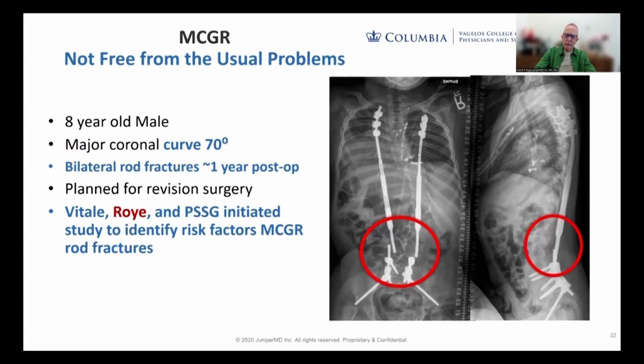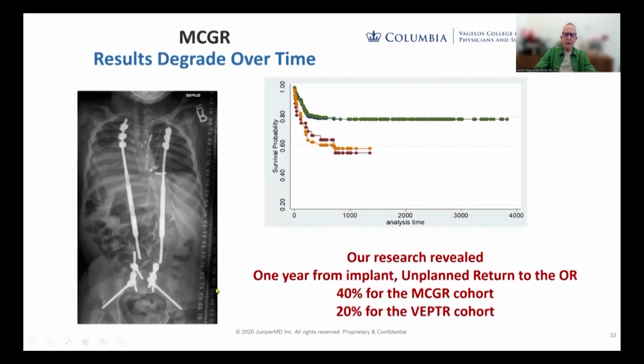Magic patients are not free from the usual problems. This 8-year-old male had a coronal curve of 70 degrees and had bilateral rod fractures a year post-op, so revision surgery was planned. This and other complications prompted us to write a paper on MCGR results, and they do degrade over time. Our research revealed 1 year from implant that unplanned return to the operating room was 40% for MCGR and 20% for the vector cohort.